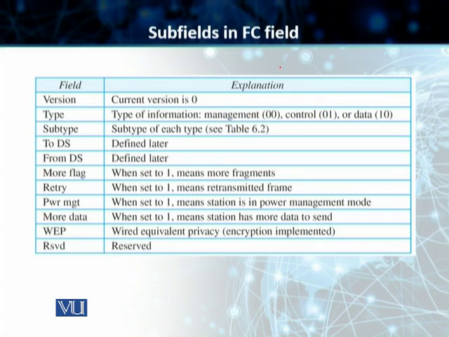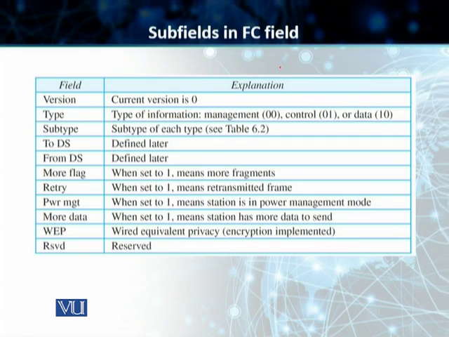Students, these are all the fields that we have in this frame control field of 2 bytes. The first one is a version number. You've got the type of information, whether this is a management frame, control frame, or data frame. We'll talk about that next, the different frame types. Then it has got the subtype of each type, and it is to DS and from DS. We'll talk about that in a little bit.